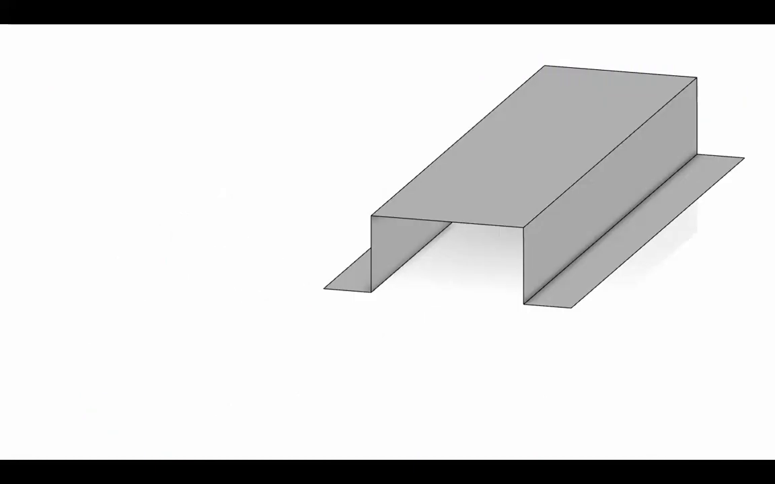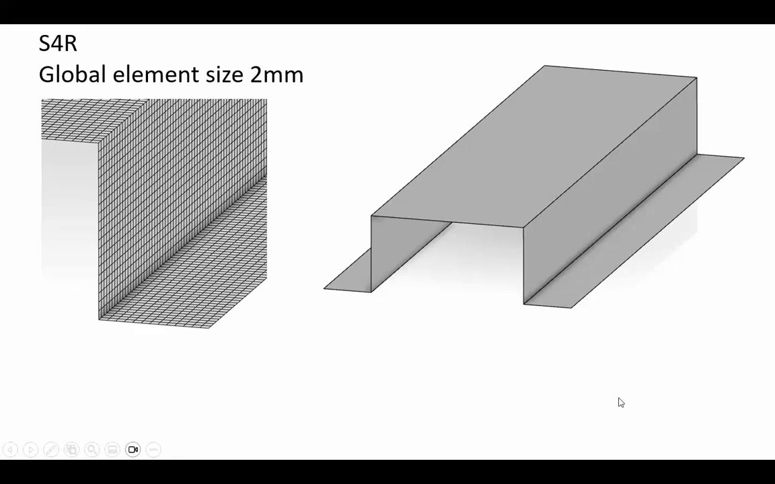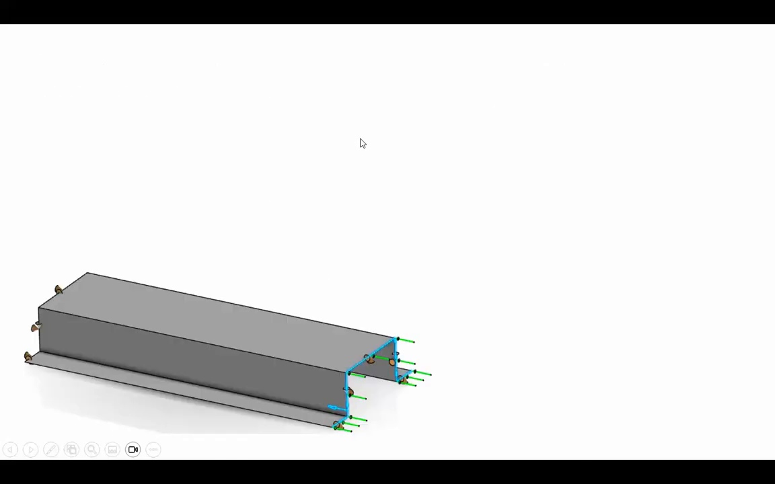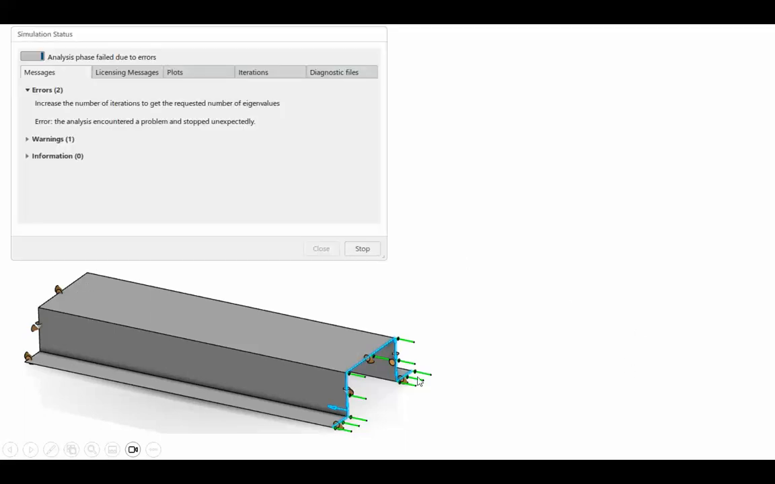Here is the same drawing, drawn to scale. It's going to be meshed with S4R elements, roughly 2 millimeters in size. The left side, the entire four edges, is simply supported, no translation. The same thing on the right, except that it's being pushed by a dummy load of 1 Newton per millimeter.